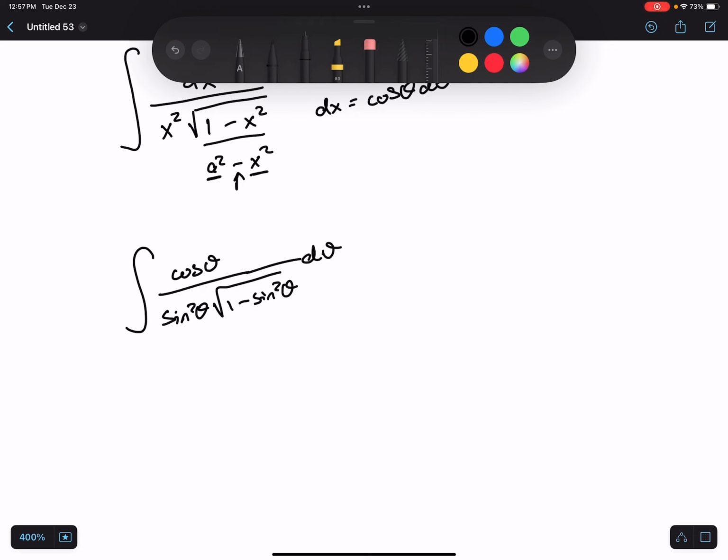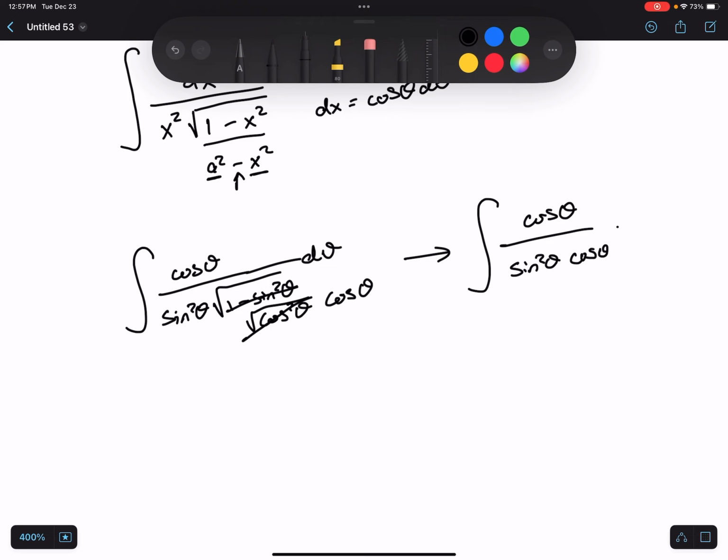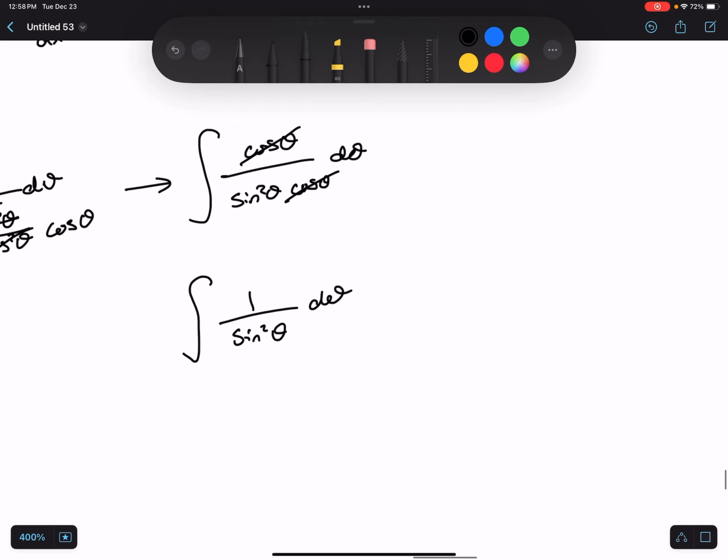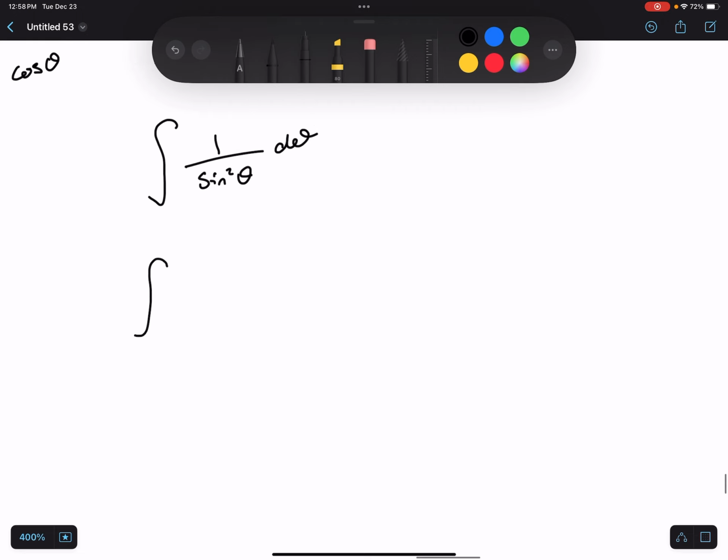And of course, thanks to our Pythagorean identities, we know that 1 minus sine squared theta is simply cosine squared theta. And because it's under a square root, that simplifies once more to just cosine theta. And so we can rewrite this as the integral of cosine theta over sine squared theta cosine theta d theta. And of course here, the cosines cancel, so what we really have is the integral of 1 over sine squared theta d theta. And of course, 1 over sine squared theta simplifies into cosecant squared theta d theta.